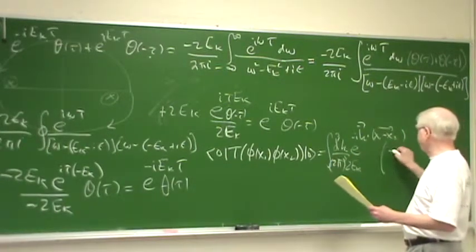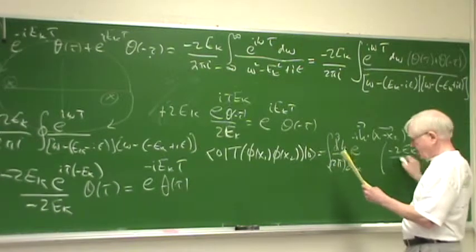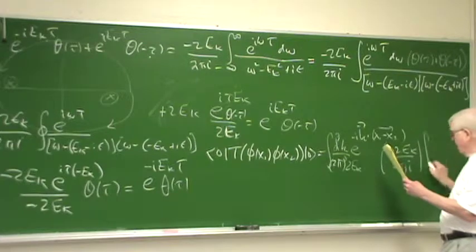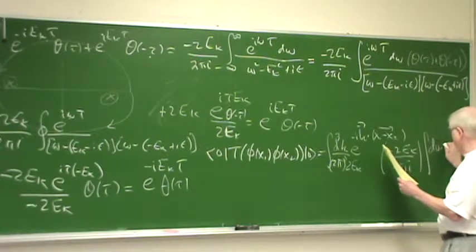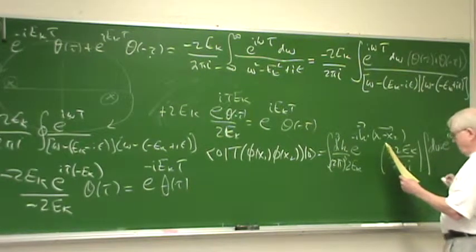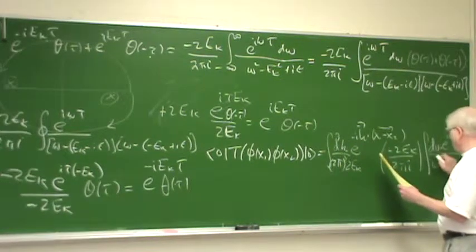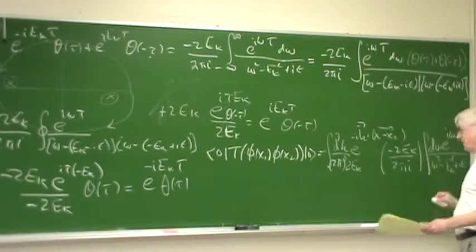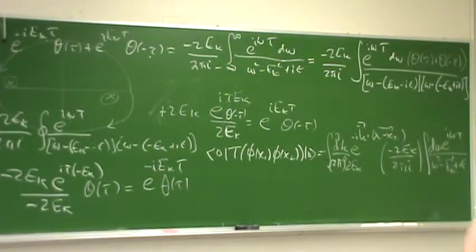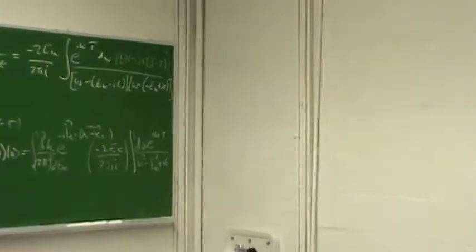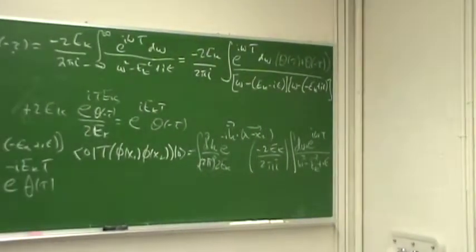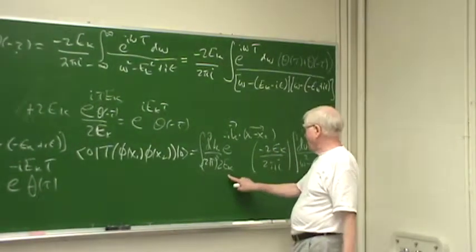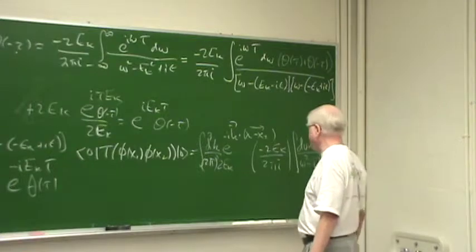Then what's left is minus 2ek over 2 pi i, integral d omega e to the i omega tau over omega squared minus ek squared plus i epsilon. So that's what we've got. And now there's an obvious cancellation. The eks go away, the 2 pi becomes 2 pi to the 4th.